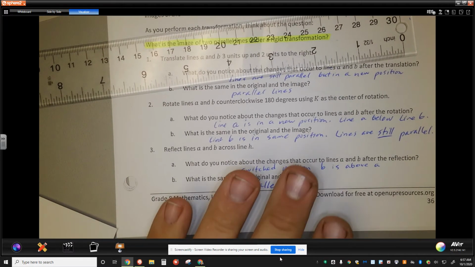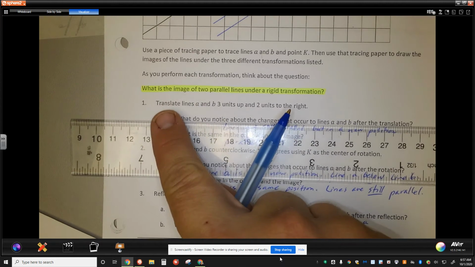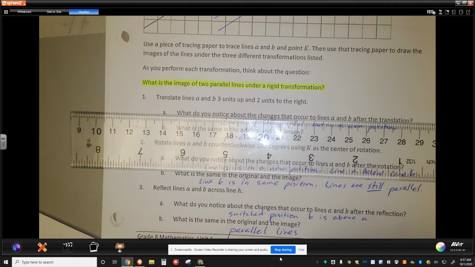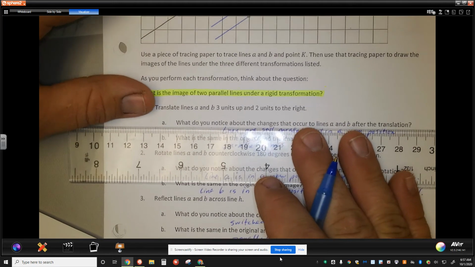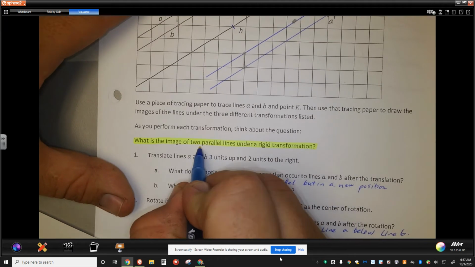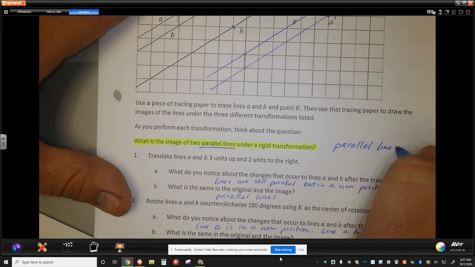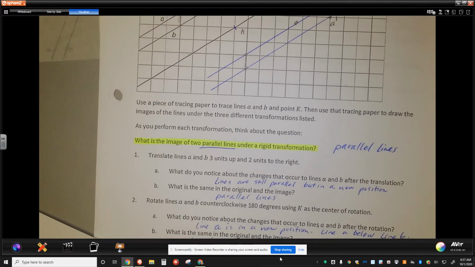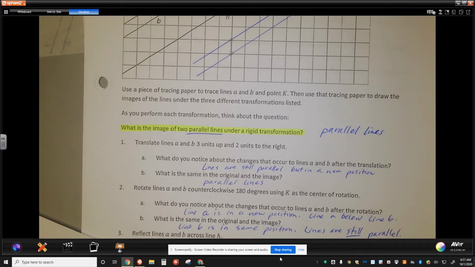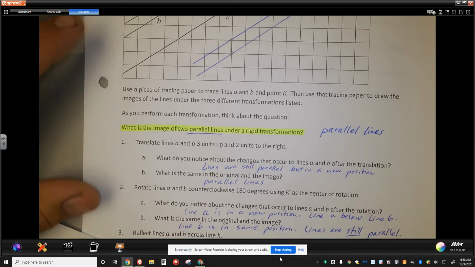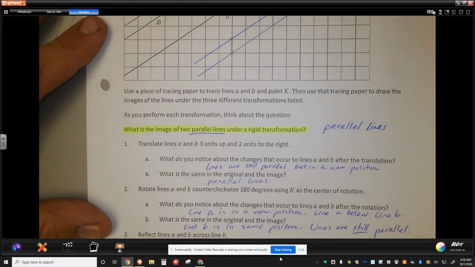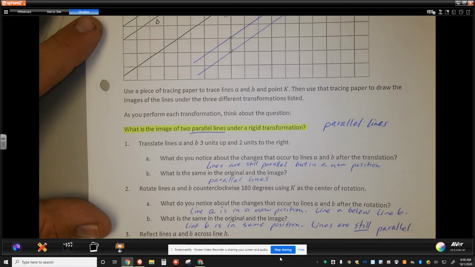The big idea here when we're talking about this question right here, what is the image of two parallel lines under a rigid transformation? You guessed it. It's still parallel lines. That relationship is so strong that it will never change under a rotation, a translation, or a reflection. These lines will continue to be parallel no matter how we manipulate them under a rigid transformation. That's our major concept of transforming parallel lines.